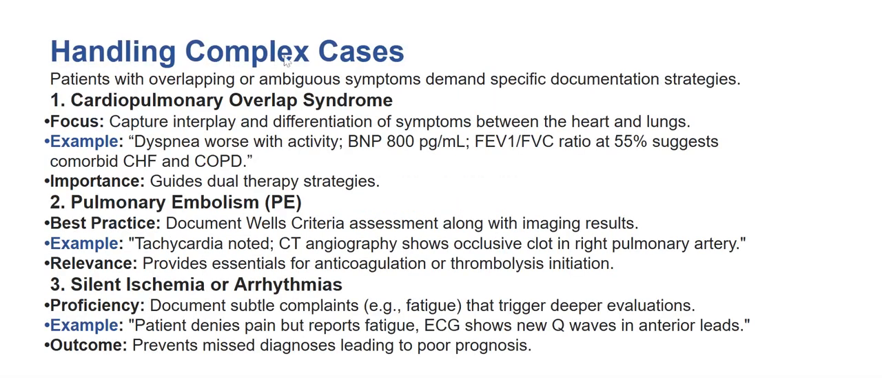Handling complex cases. Patients with overlapping or ambiguous symptoms demand specific documentation strategies. Cardiopulmonary overlap syndrome: focus on capturing interplay and differentiation of symptoms between the heart and lungs. Example: dyspnea worse with activity, BNP 800 pg/mL, FEV1 over FVC ratio at 55%, suggests comorbid CHF, congestive heart failure, and COPD, chronic obstructive pulmonary disease. Importance: guides dual therapy strategies.